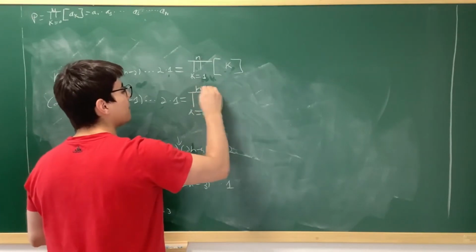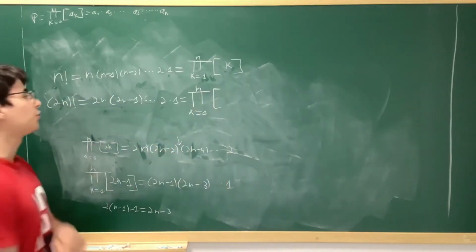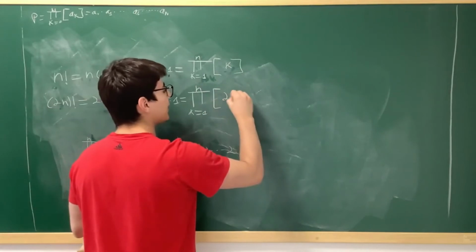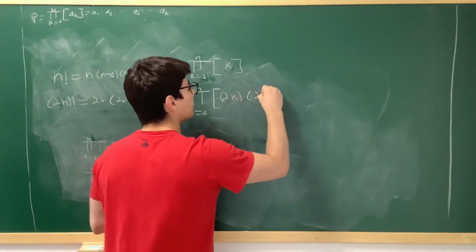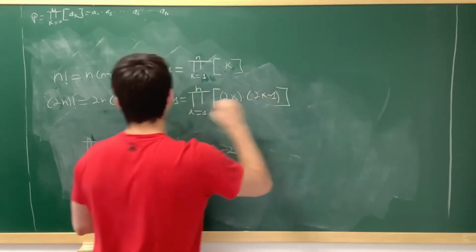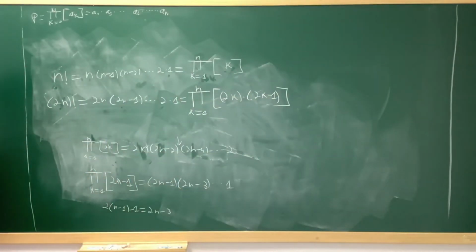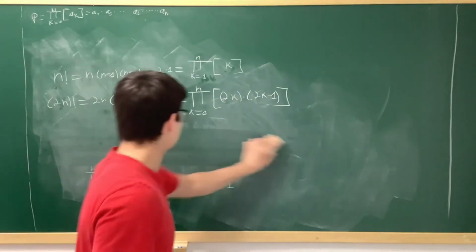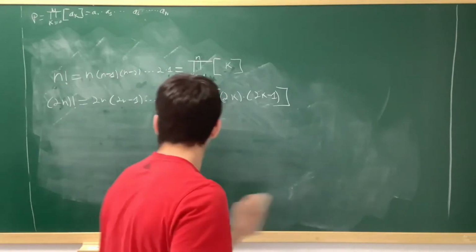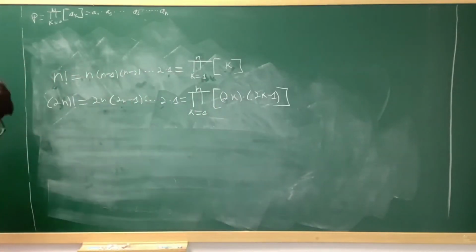this is actually given by 2k times 2k minus 1. So this will be 2k times 2k minus 1. And this will be the expression for an even factorial. I hope that you can see, because I think the board is getting messy with the chalk, but well.